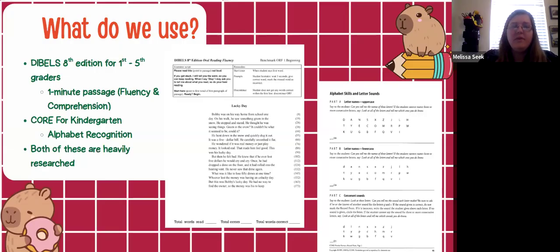So for kindergarten, especially even jumping into first grade, they're really still learning how to read. And so we really just want to make sure that they understand the basics. So do they know their alphabet? Do they know the sounds of the alphabet? Can they distinguish their vowels, the long versus the short?